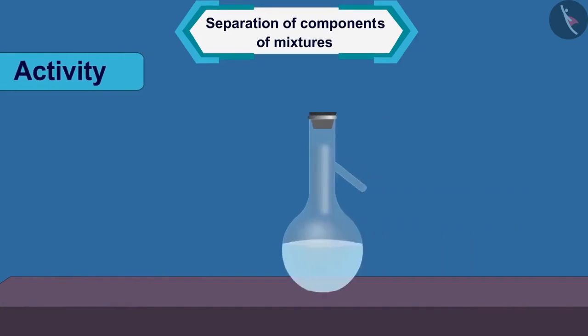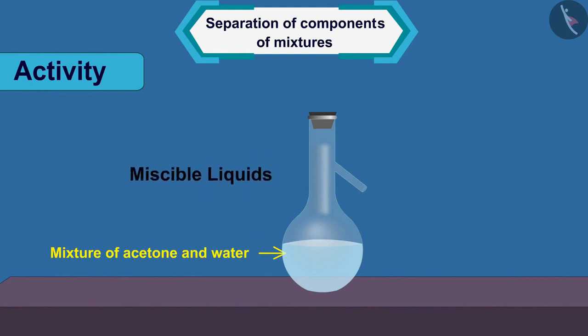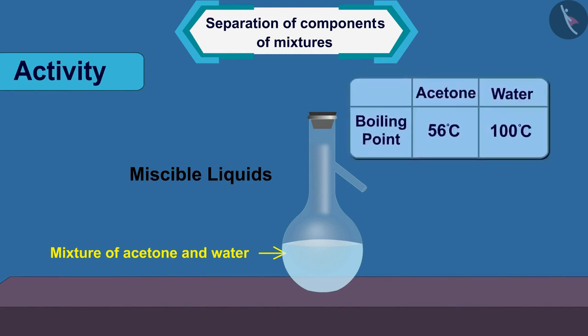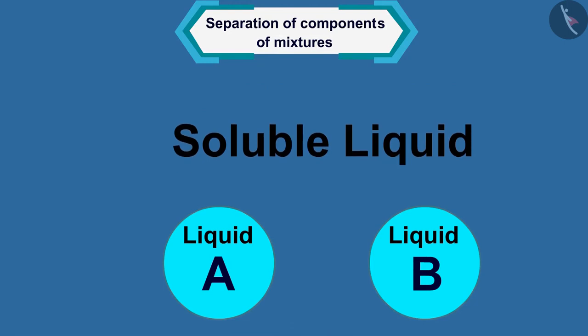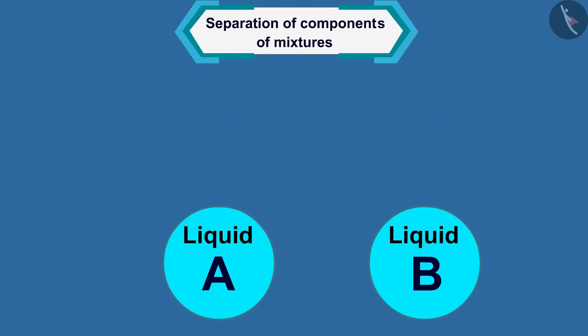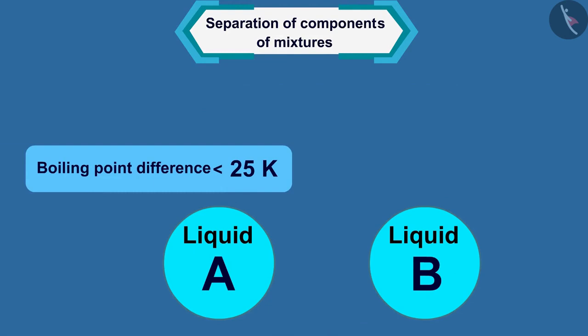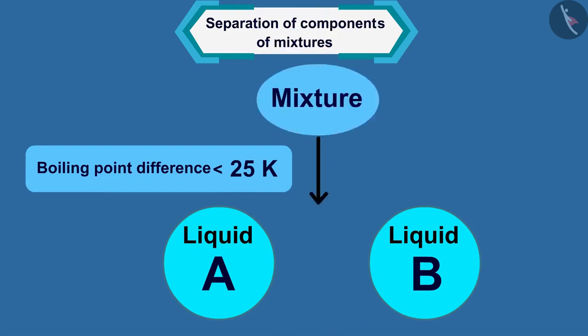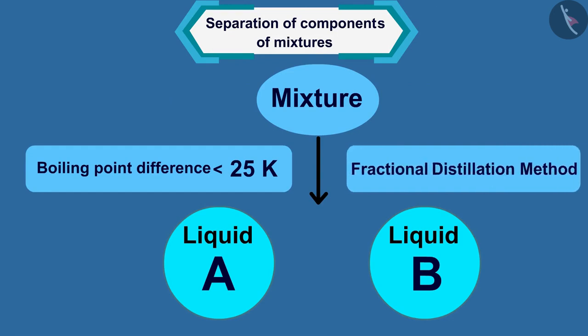This was possible because a mixture of acetone and water is a mixture of two miscible liquids that boil without decomposition and have a sufficient difference in their boiling points, in between 56 degrees Celsius and 100 degrees Celsius. To separate a mixture of two or more miscible liquids for which the difference in boiling points is less than 25 K, the fractional distillation process is used.